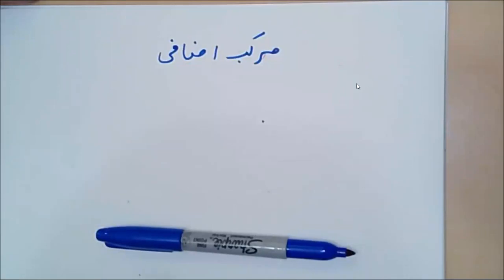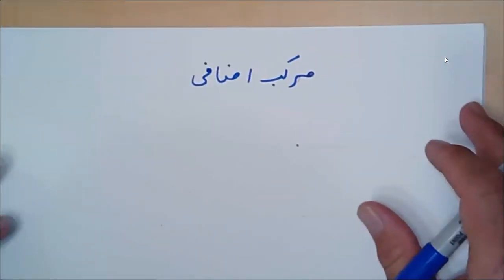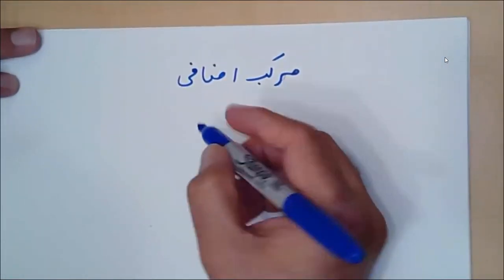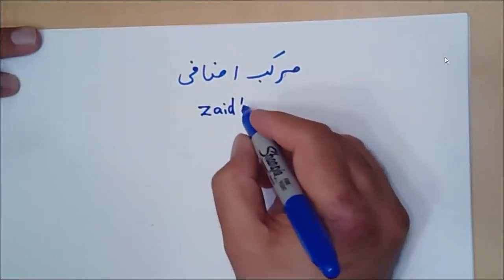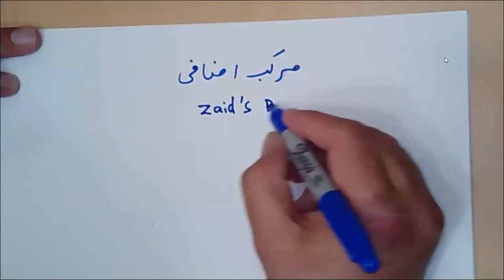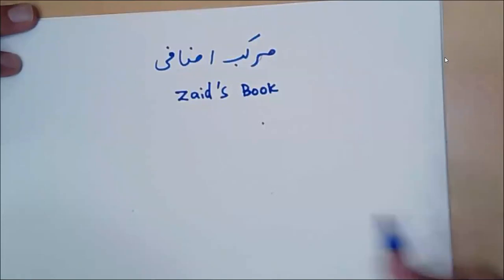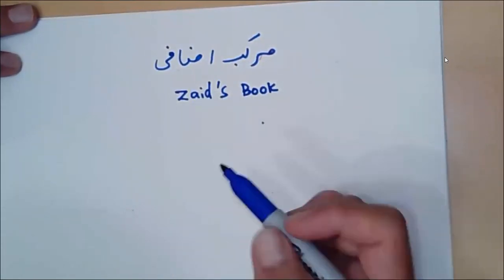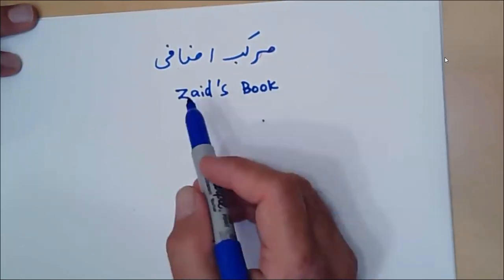So Murakkab Izafi is a Murakkab of two nouns. Let me give you an example. For example, if I say in English, we have something like Zaid's book. What we have done here, we have related the book to Zaid.